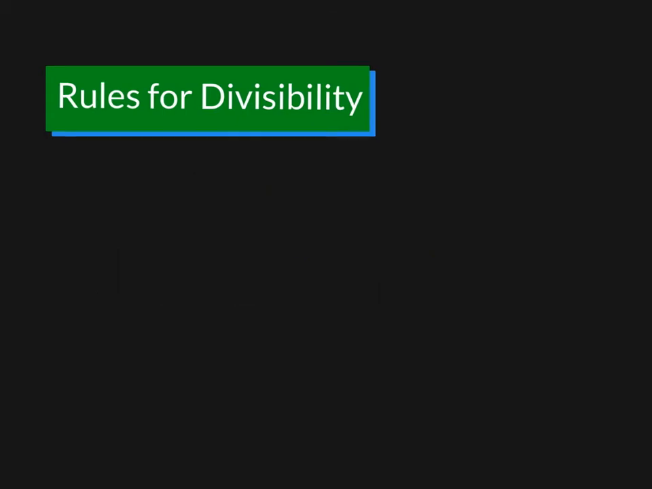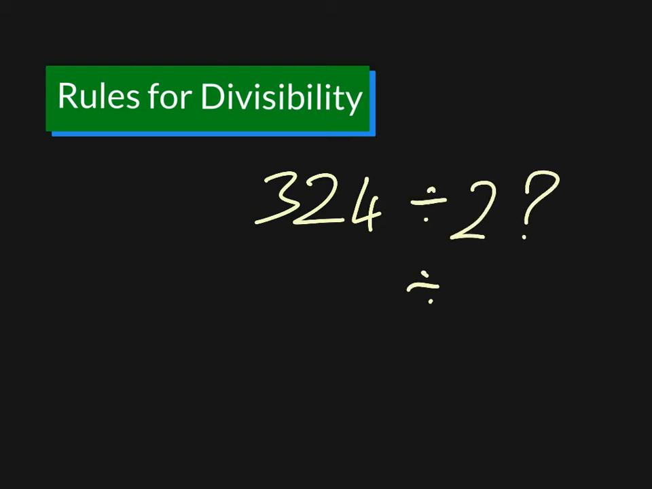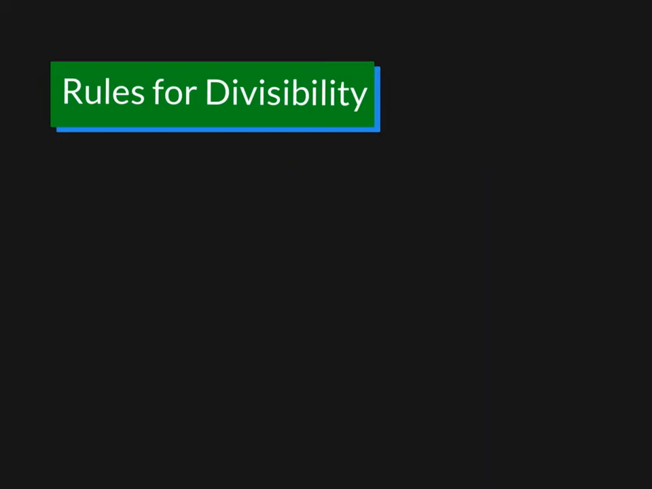But what about larger numbers? For example, 324. Is that divisible by 2? Is it divisible by 5? Rules for divisibility are tips that you can use to find out. Here are some of the rules.